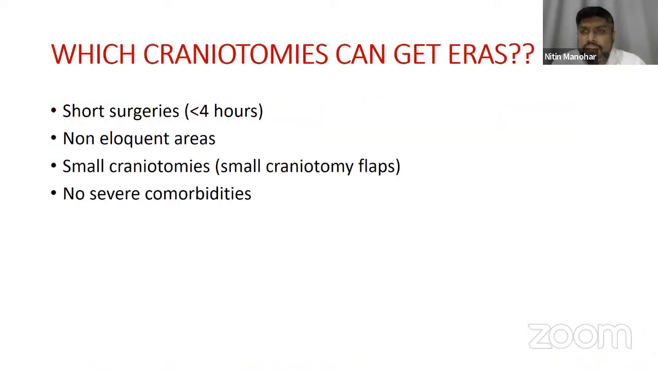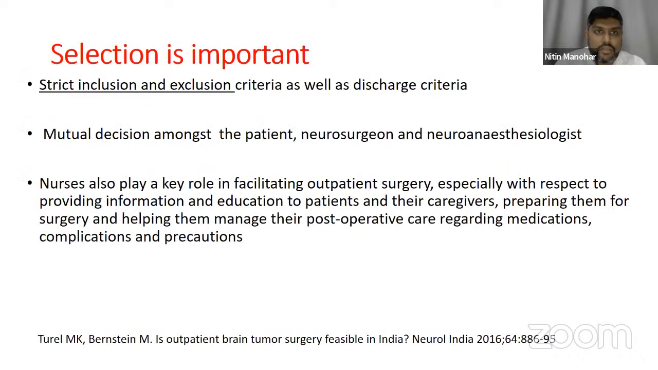So my take would be short surgeries, non-eloquent area surgeries, small craniotomies which do not involve major blood loss, and no comorbidity. All this has to be assessed preoperatively, and then we can attempt this. Otherwise, it's not feasible. And there should be very good inclusion and exclusion criteria. In the pre-op clinic itself, we should decide whether this patient can be taken for early discharge or not.